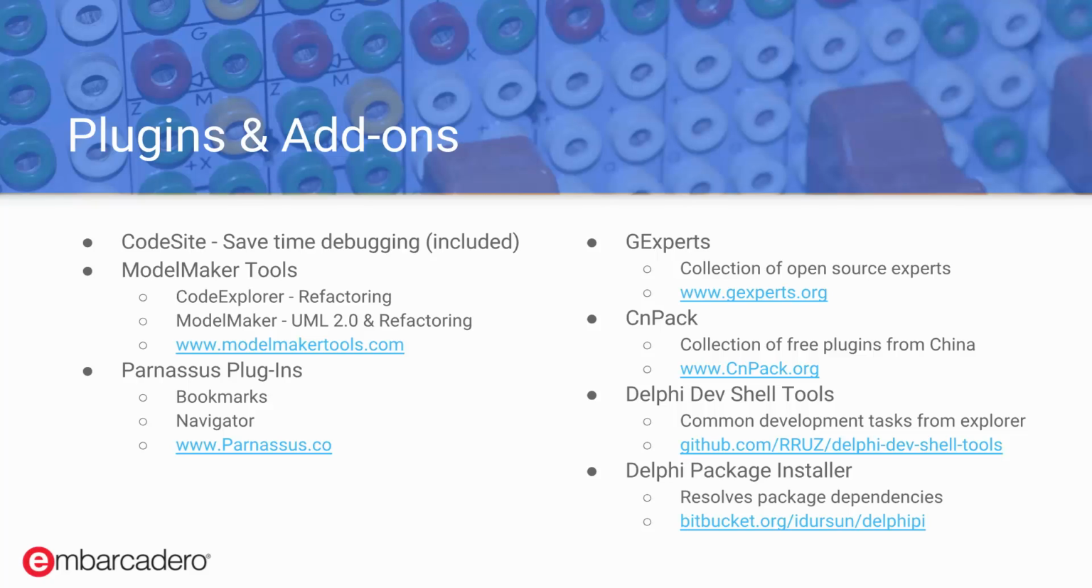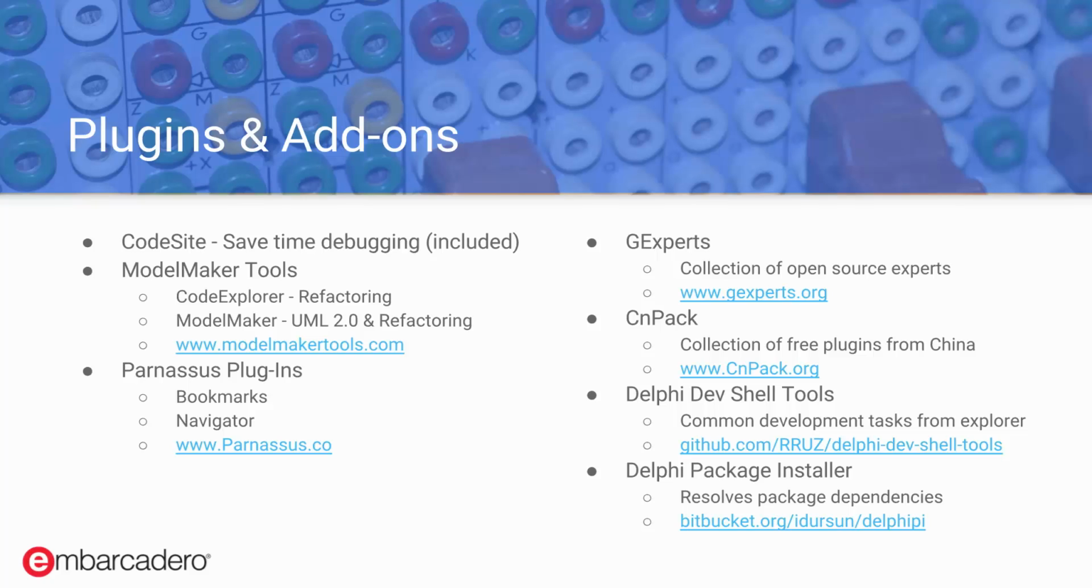Parnassus plugins, these are fantastic IDE plugins that you can get. There's Bookmarks and Navigator. Bookmarks, I think Bookmarks is free. I'm not positive. Go out to parnassus.co, not .com, .co, to learn more information. And Bookmarks updates the way the bookmarks system works. So if you use bookmarks in Delphi, it's a more intuitive, cool way to work with bookmarks. And the Navigator makes it really easy to jump around in your code. Again, you're using the keyboard and you just want to jump to different places. Great plugin. Really highly recommend both of those.